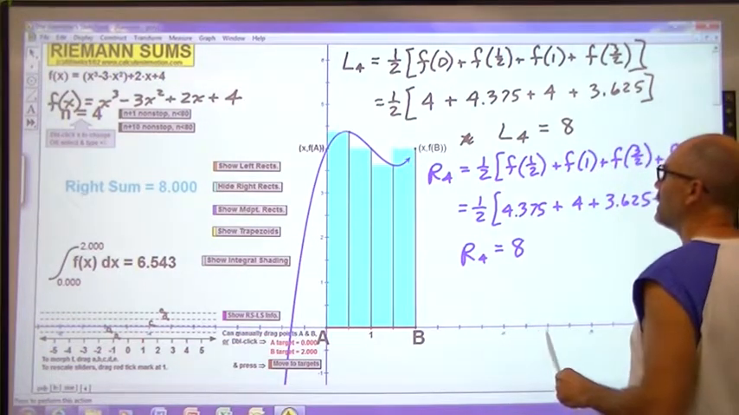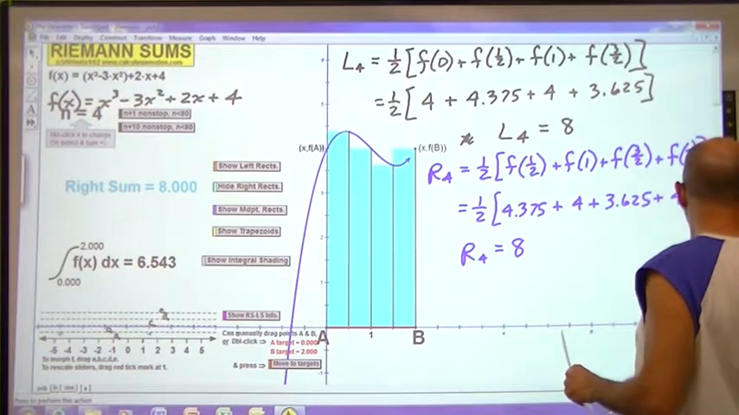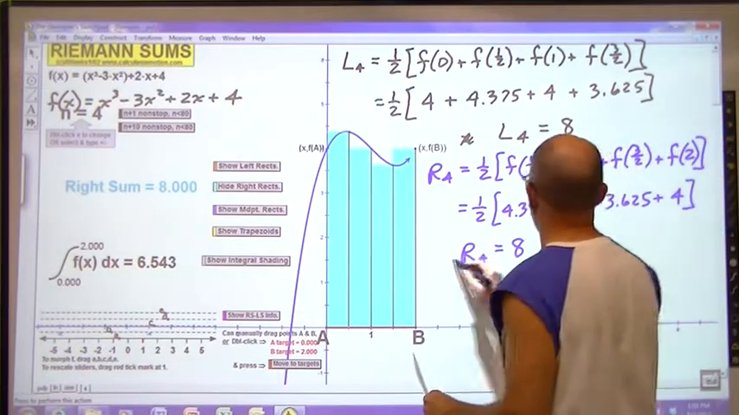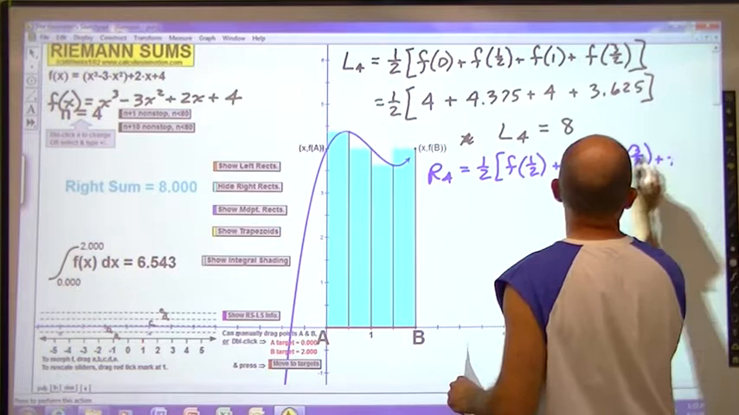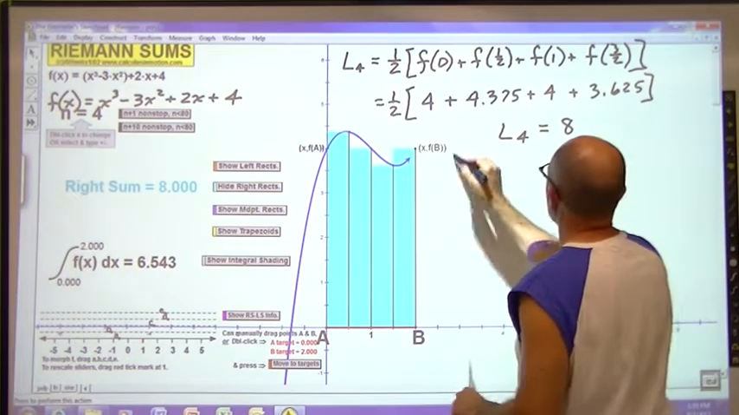So let's just get rid of this whole thing. Actually, I'll just get rid of this. Okay, so now the midpoint approximation.